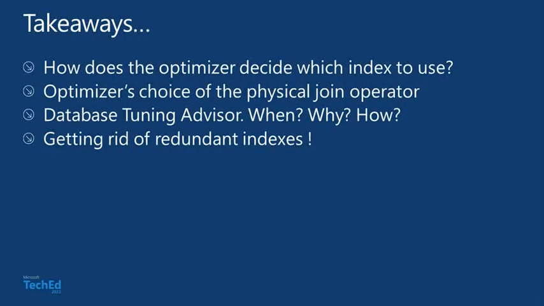So what really are our takeaways? Today when you walk out of this room, what I would expect all of you to have are answers to these questions. You would know how the optimizer decides to choose a particular index, and the optimizer's choice of using a physical join operator. Which physical join operator should the optimizer use? And I'm sure some of you might be wondering, where does a physical join operator come in here? Yes, it is indeed important, and I'll tell you how it is related to indexes. Database Tuning Advisor. We'll talk something about Database Tuning Advisor, but I don't want to disclose that right now, so let's hold on for some time. And last but not the least, getting rid of redundant indexes. These are going to be your takeaways.